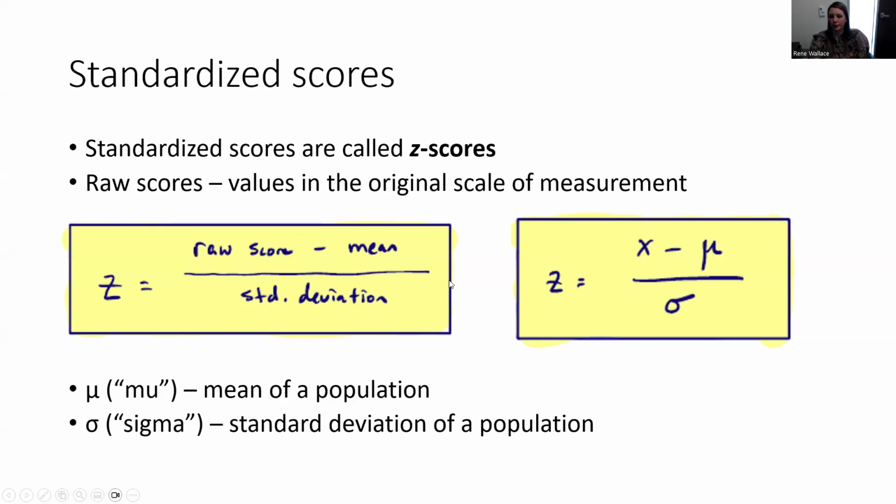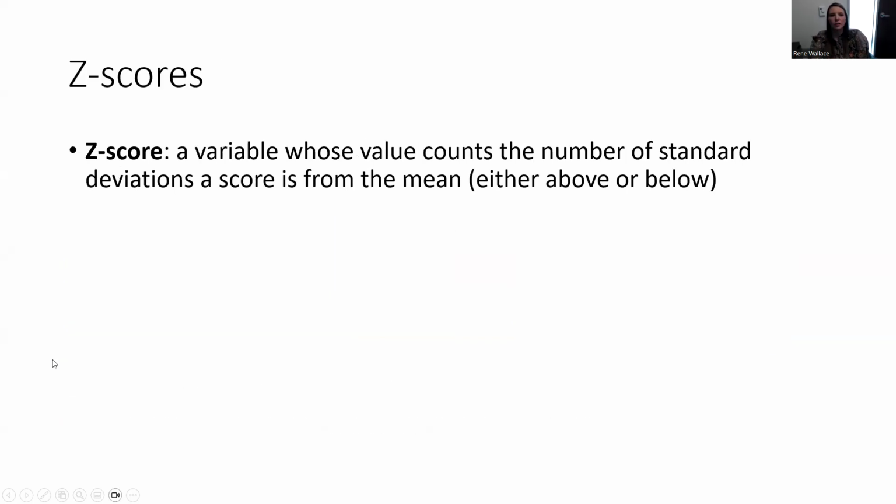So feel free to write those beside each other if that'll help you out. So a z-score is a variable whose value counts the number of standard deviations a score is from the mean, either above or below. If that's all you got out of this lecture, that a z-score is the number of standard deviations from the mean, that's perfect.